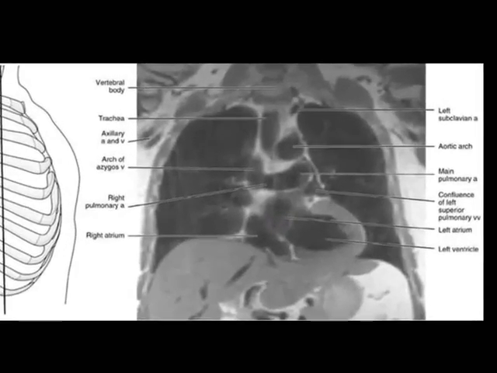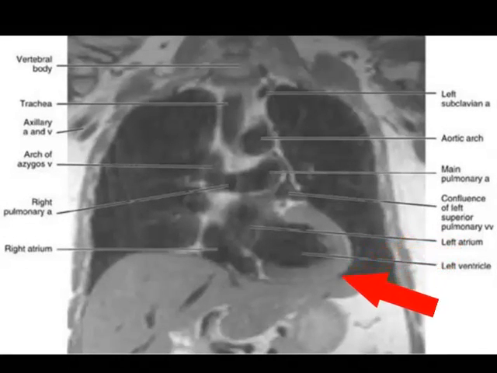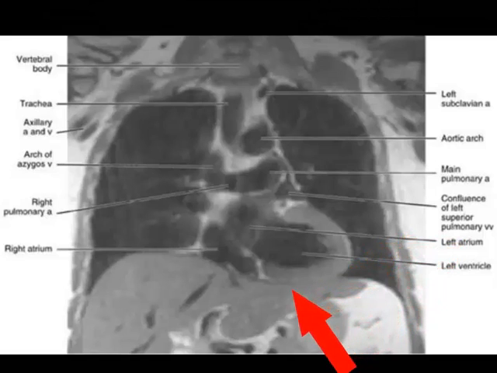This is a coronal MR image demonstrating the left ventricle. What I want you to see here is the thickness of the wall as compared to the left atrium, just medial and superior to it. The right atrium can also be seen adjacent to the left atrium. Now above the heart, you have the main pulmonary artery, which is labeled, and just superior and towards the patient's right side of the pulmonary artery, the arch of the azygos vein is seen. You can also see the most superior artery is the left subclavian.